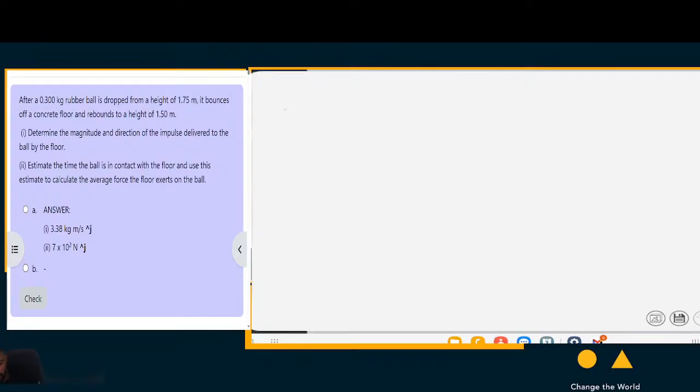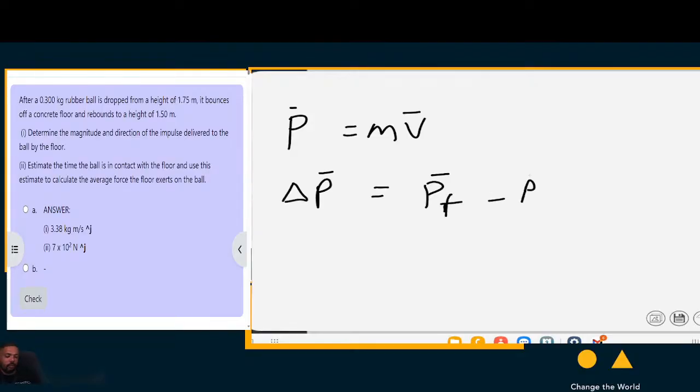What is momentum? Momentum, denoted P, is equal to mass times velocity, correct? Since velocity is a vector, momentum is a vector as well, with mass being a scalar. Now, what is the change in momentum? The change in momentum is equal to the momentum at the end minus the momentum at the beginning. That's how you get the change in something.